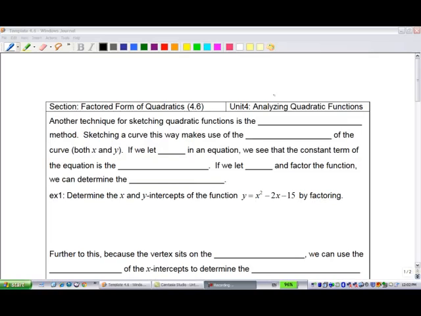Welcome to analyzing quadratic functions for Pre-Calculus of Math 11. We're taking a look today at factored form of quadratics, which is section 4.6.